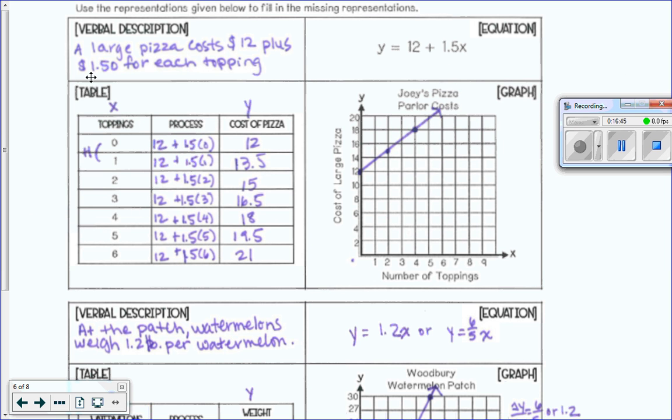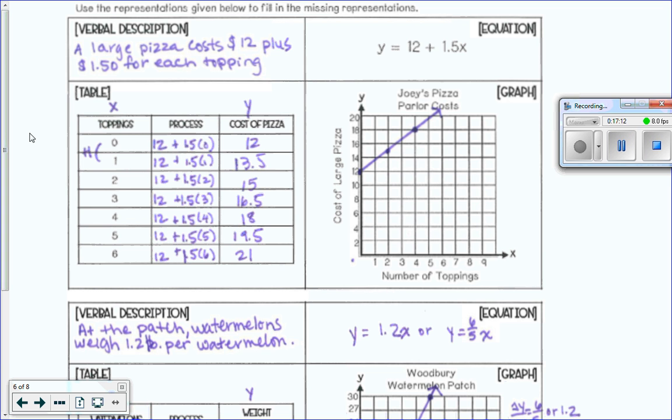How do we do here with a large piece of pizza costing $12 plus $1.50 for each topping? How do we do with that? Going backwards there. Okay. And then we got our ordered pairs in the table. 12, 13 and a half, 15, 16 and a half, 18, 19 and a half, 21. And then we use those ordered pairs to plot some of our points. How do we do with that?